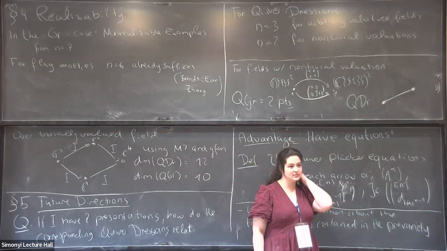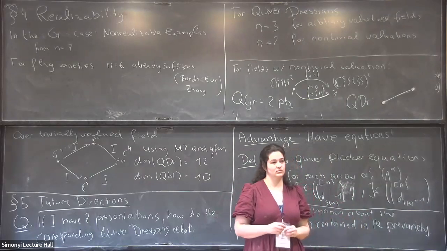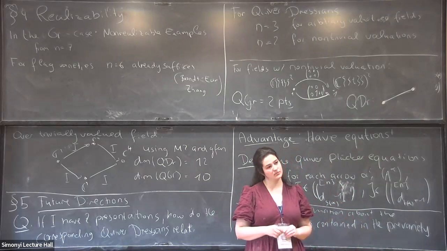Do you have any special quiver Grassmannian which has some good combinatorial model, such as phylogenetic trees and the Grassmannian Gr(2,n)? Do you have any? Not at this point.